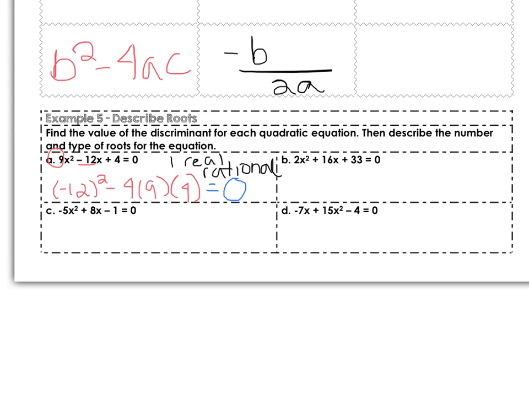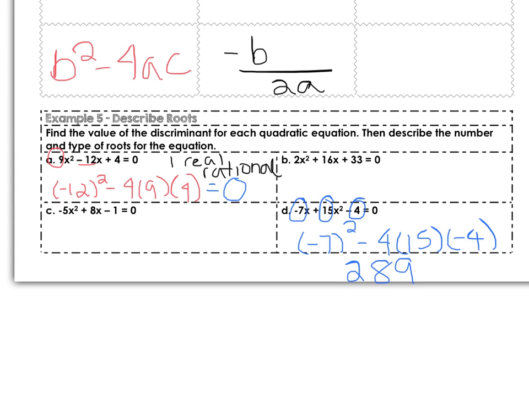Alright, I'll do one more with you, then I want you to try them on your own. Let's together look at, how about D? So once again, our b value here is hidden. He's negative 7. Notice he looks like he's our leading coefficient, but he's actually not. Negative 7 squared minus 4 times my a value of 15 and my c value of negative 4.